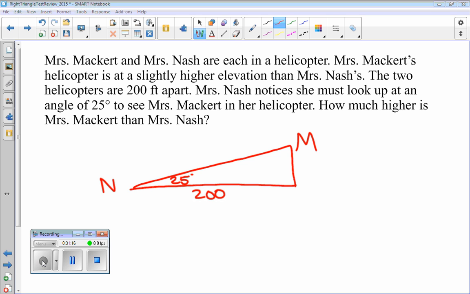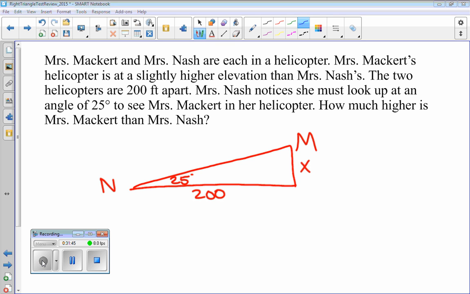Someone to the opposite side, the side that's across from the 25 degrees. Would you agree? That's going to be the difference, how much higher Miss Mackert is off the ground than Miss Nash. Okay. So once we have a picture drawn, now all we have to do is solve it. Now it's not hard. I think the picture was hard, maybe, to draw this, but now it's just a regular trig problem. Labeling it OH and A, which trig function are we going to use?